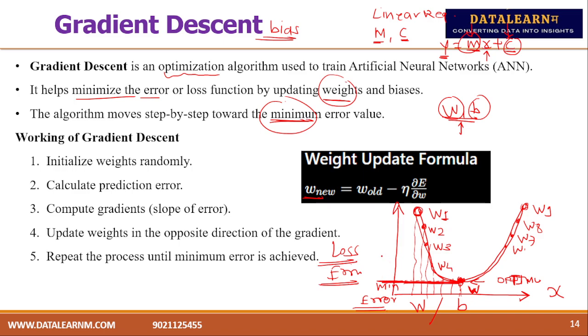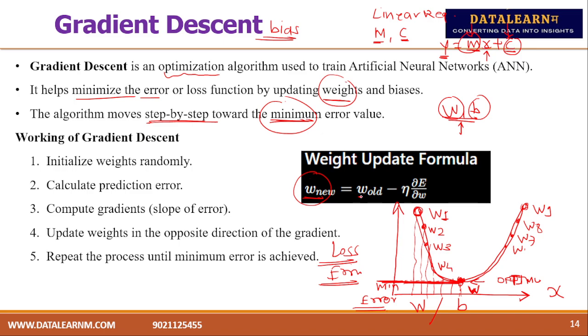So after multiple iterations, the algorithm moves step by step toward a minimum error value. Anyhow, you will get a minimum error there. How will this happen? What is the formula?